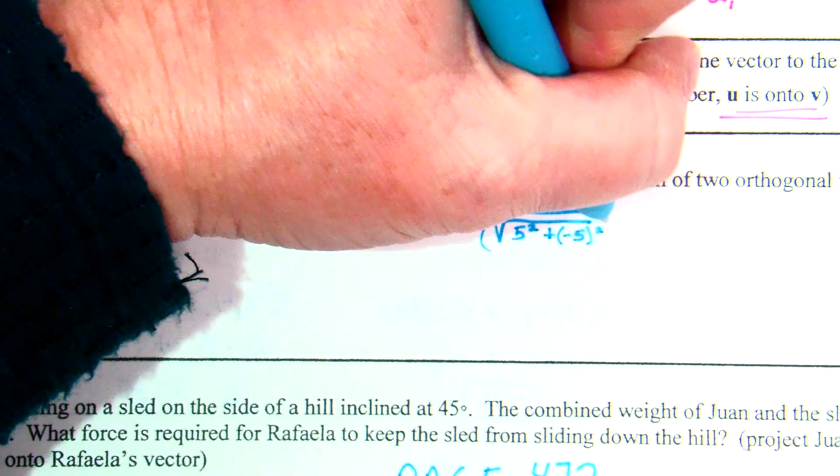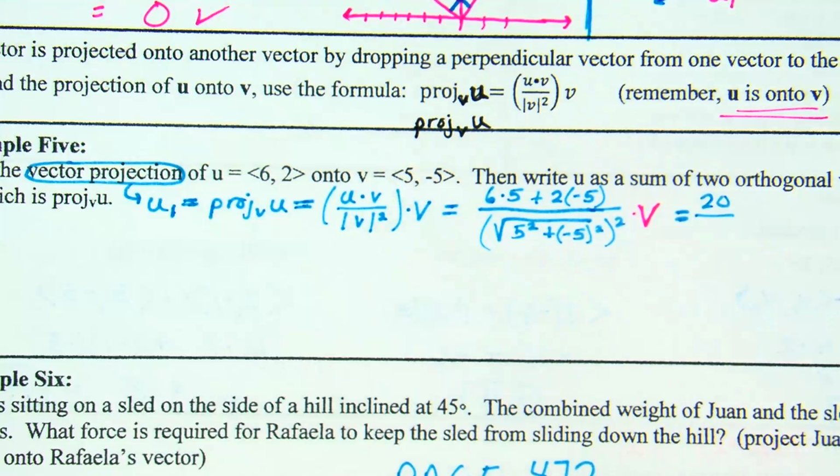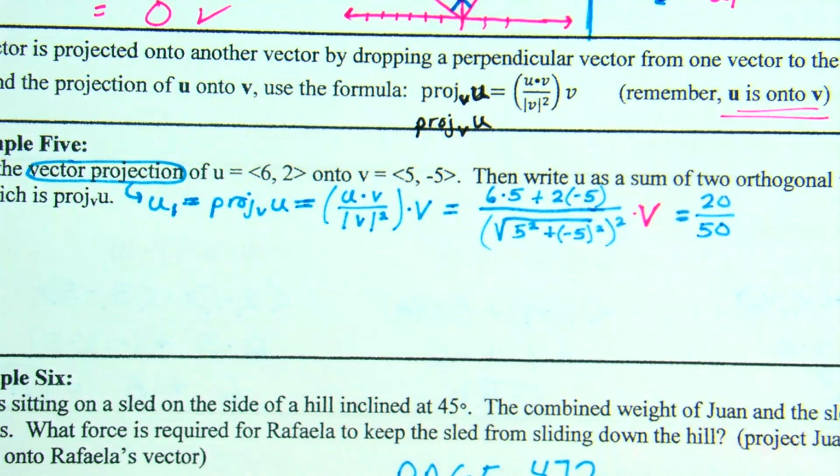So numerator, 6 times 5 plus negative 2 times 5. 20, because 30 plus negative 10 is 20. Denominator. So under the radical, I have 5 squared plus negative 5 squared. Okay, it's 25 plus 25, which is 50. So it's the square root of 50, and then we have to square it. So it's just going to be 50, right? When you square a square root, you get whatever's under that radical. And so that's just going to be 50. And then officially it is times v, yes?